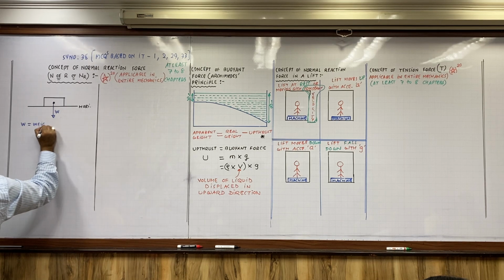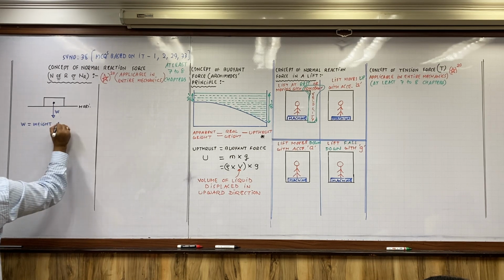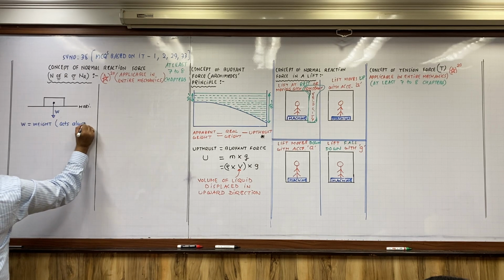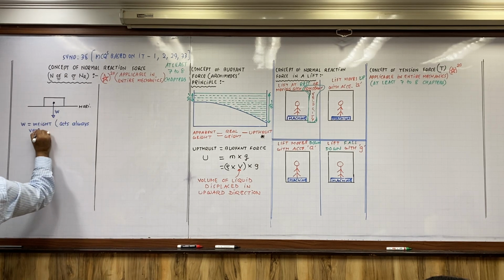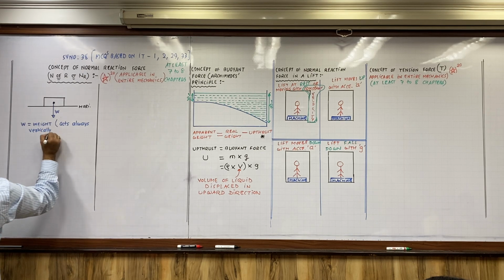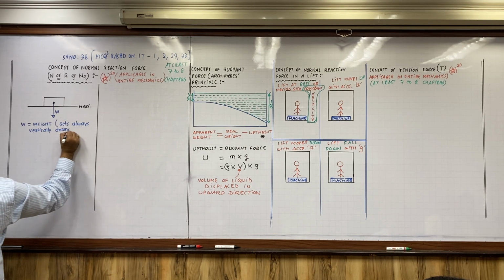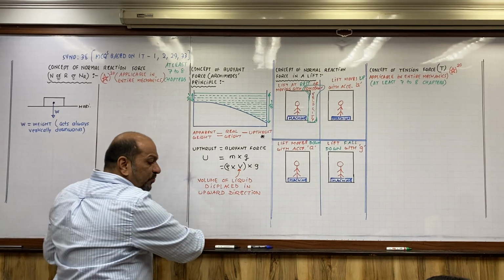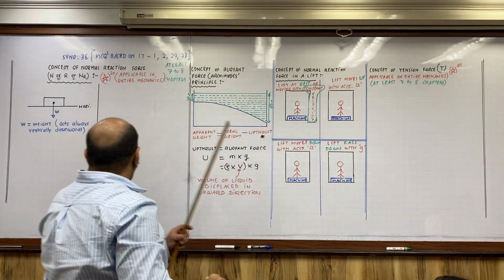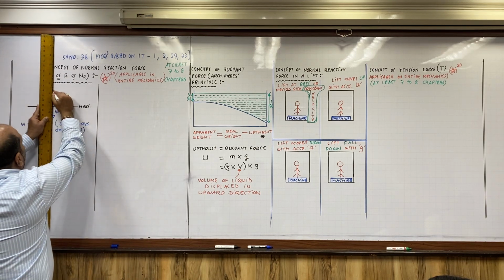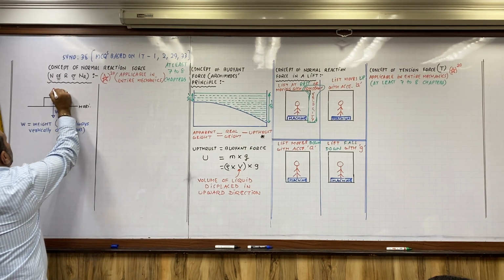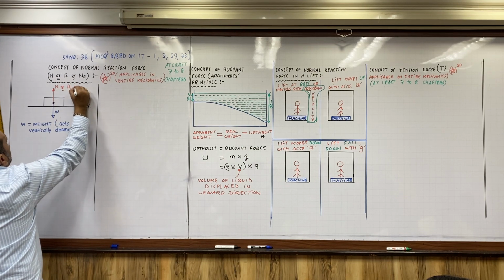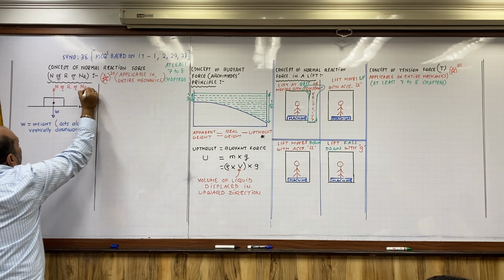Don't just say downwards. W is weight and is always acting vertically downwards. Now we know that to every action there is an equal and opposite reaction. So over here, when I think about the force exerted by this surface, this horizontal surface, on the body, it will be in the upward direction. And it is called normal reaction, or else simply reaction.